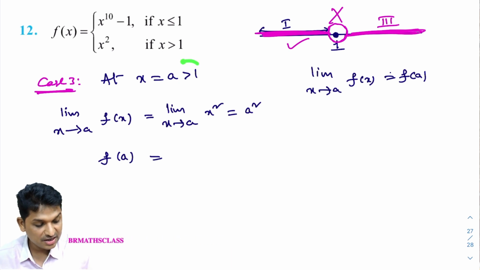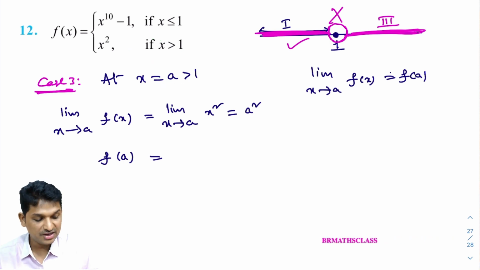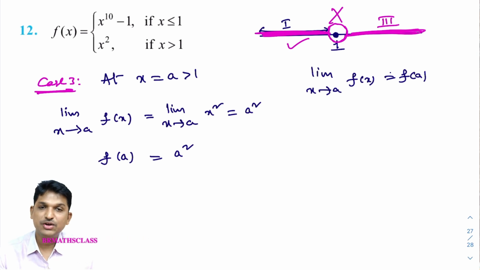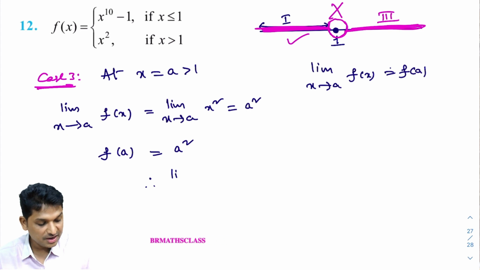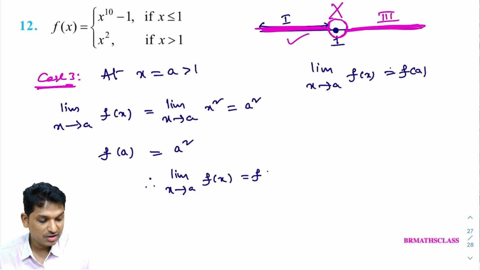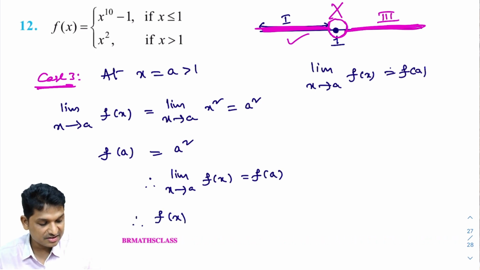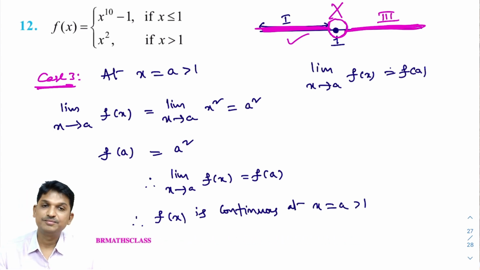What is the a value here? The a value is greater than 1. When greater than 1, we need to choose this function. What is f of a? F of a is a square. I am explaining a little faster because all three problems we are doing today are the same type. So I got that limit x approaches a, f of x equals f of a. Therefore f of x is continuous at x equal to a, where a is greater than 1.